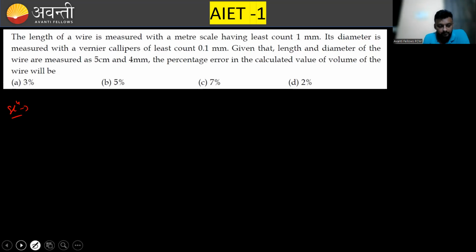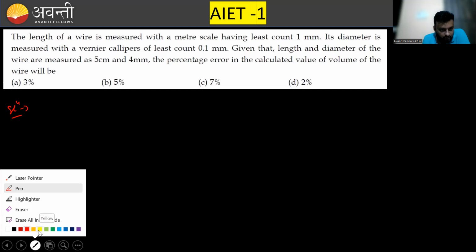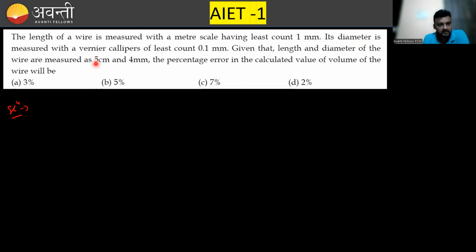Okay. So let's try to solve this question first. What it says: the length of a wire is measured with a meter scale having least count of 1 mm. Do you know what is the meaning of this least count? The least count is actually the error in the measurement of that particular quantity. For example, they are measuring the length using a meter scale which has a least count of 1 mm. So what will be the error in the measurement is 1 mm.